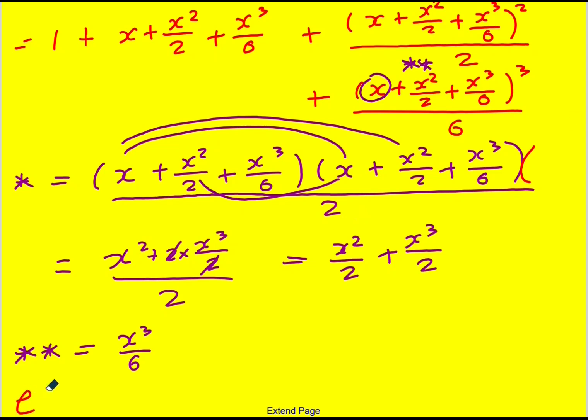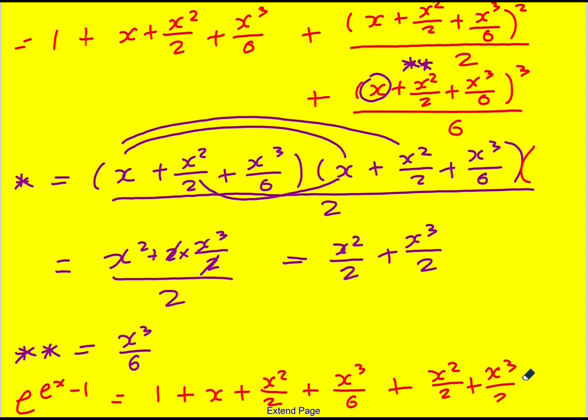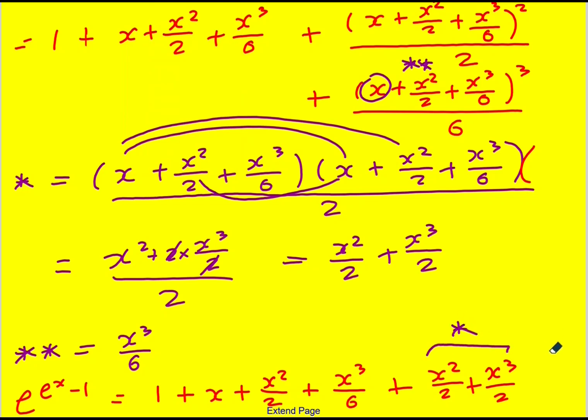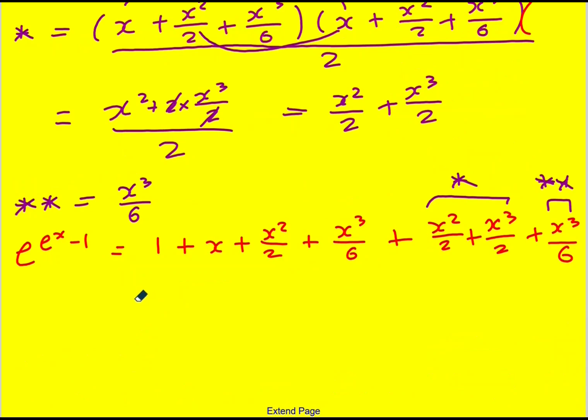And therefore, e to the x minus 1 is going to equal 1 plus x squared over 2 plus x cubed over 6. And I've got my star, which is x squared over 2 plus x cubed over 2. Let me just highlight that. So that is star, and then my final double star term, which is plus x cubed over 6, plus higher powers, of course.